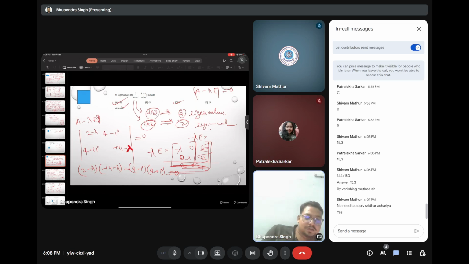Okay. Shivam is asking why vanishing methods are not needed, Sridhar Acharya. Yes. What is vanishing method? You have to tell me.